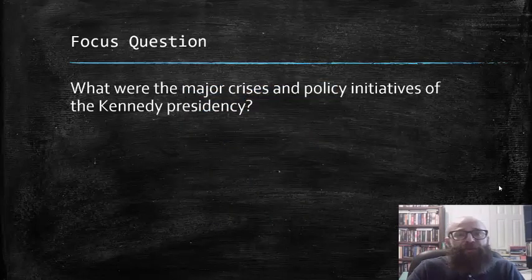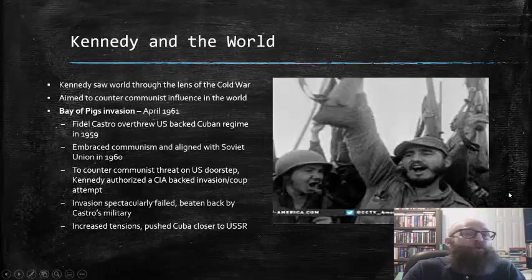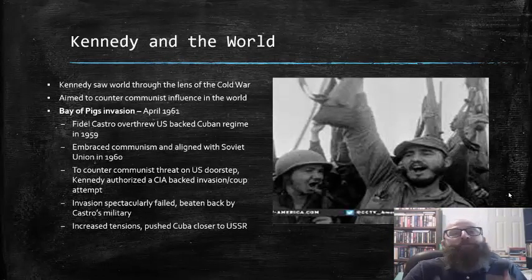The focus question for this section is, what were the major crises and policy initiatives of the Kennedy presidency? John F. Kennedy was a Cold Warrior through and through. He really came to his political maturity after World War II, when the Cold War was just beginning to heat up, if you will. And as such, he saw the entire world through this lens of the Cold War, this good versus evil paradigm. And as such, he aimed to counter communist influence in the world.